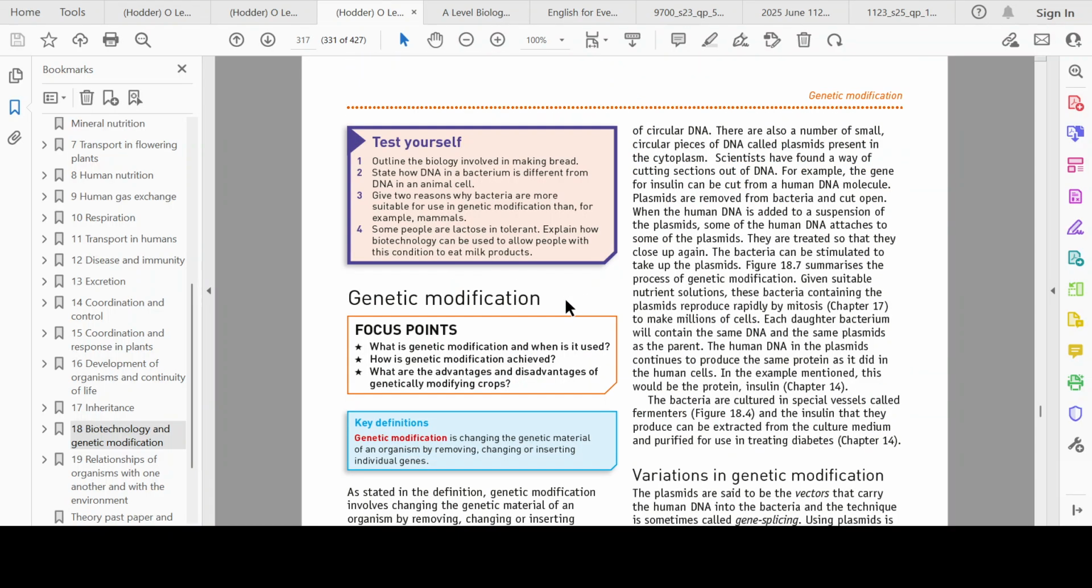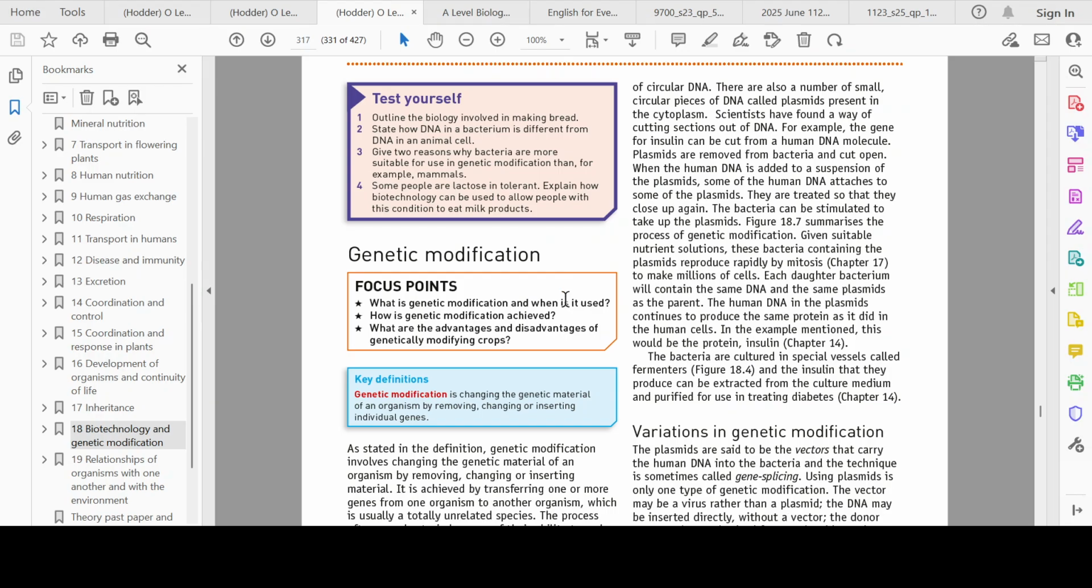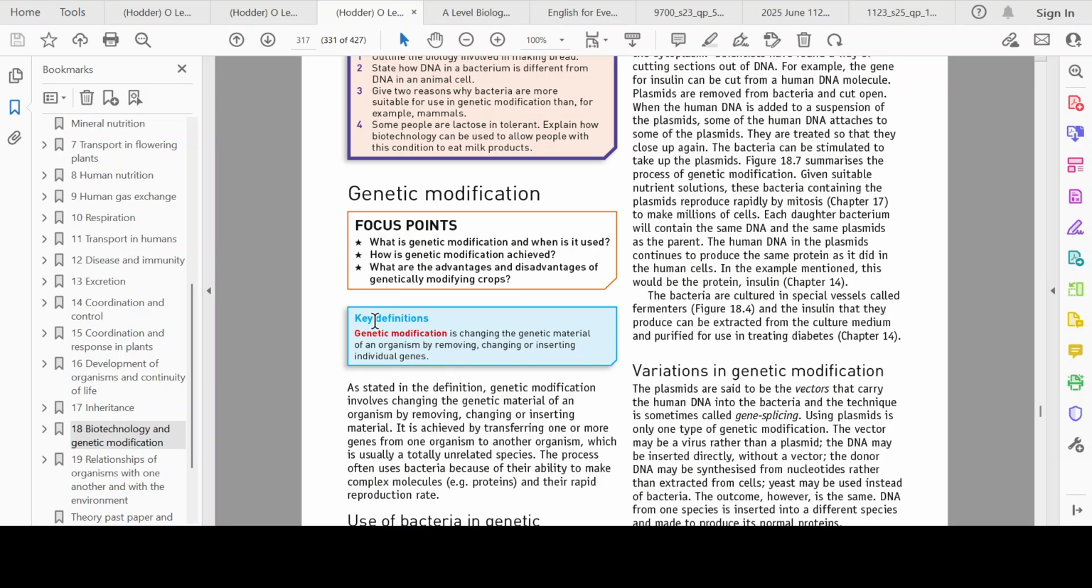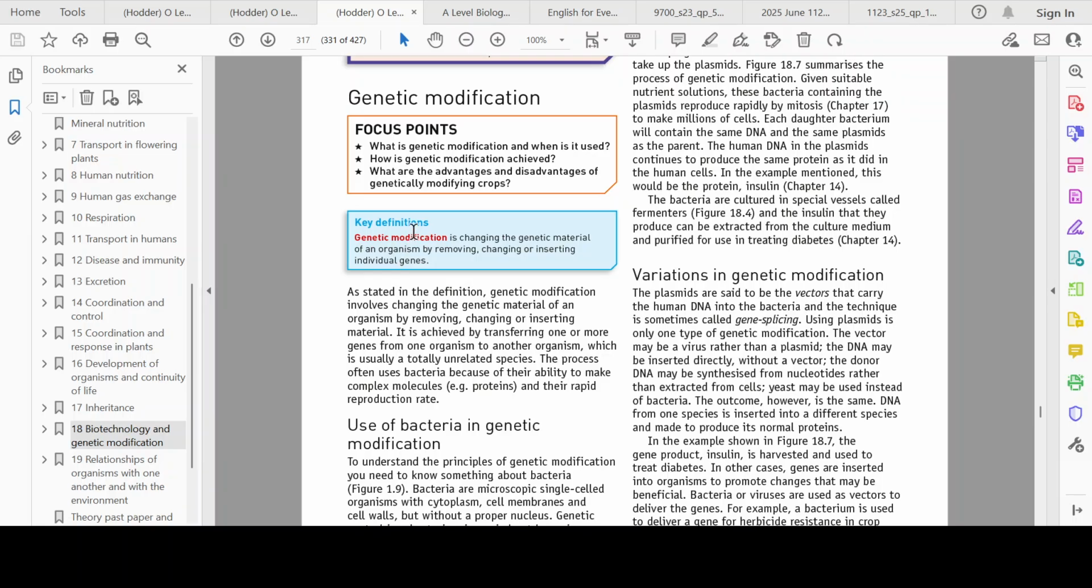Any questions? No. All right, then we come to genetic modification. As I mentioned, the definition is given here.